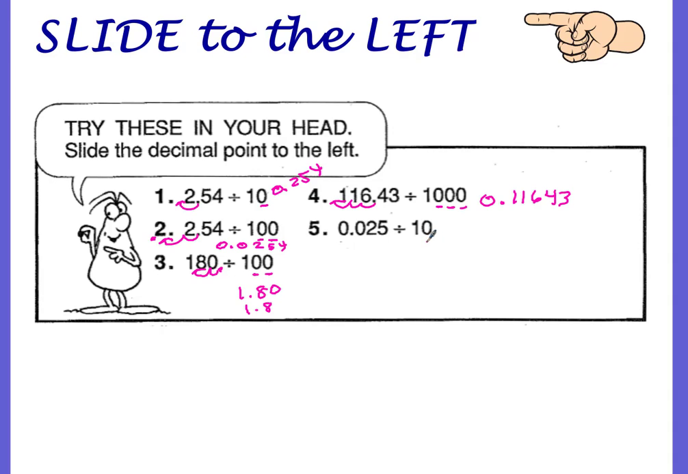All right, last example. There's 1 zero, so we slide the decimal point 1 place to the left, and we get 0.0025. And that's all there is to it.